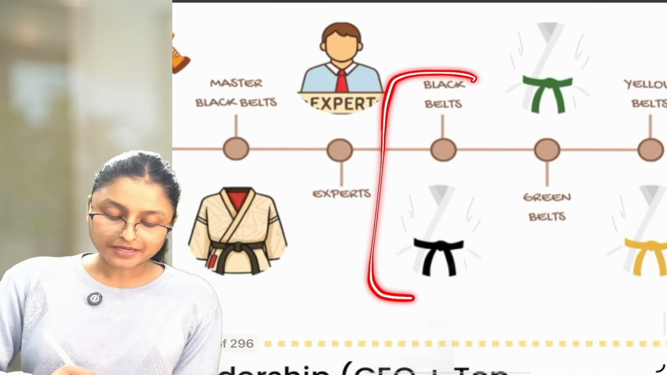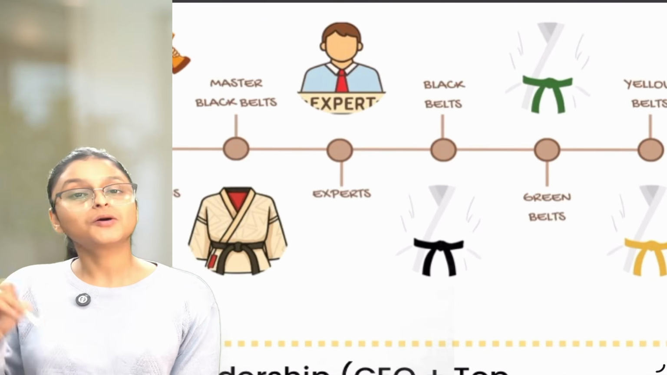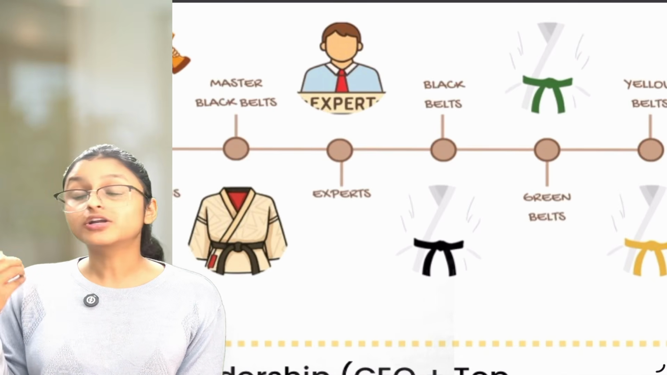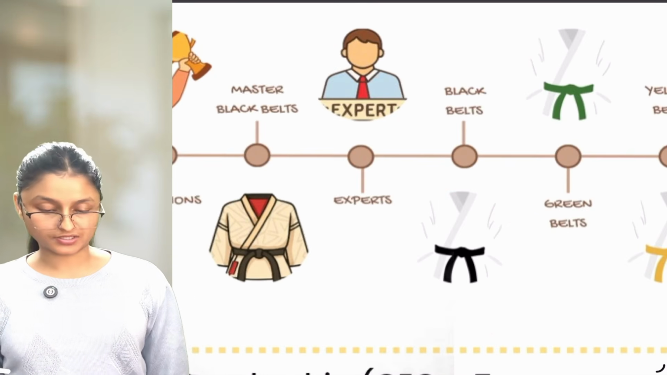Now, these black belts are full-time workers under Six Sigma, whose work is only to apply Six Sigma or achieve the Six Sigma level quality. They are the ones who are going to implement Six Sigma in the organization.